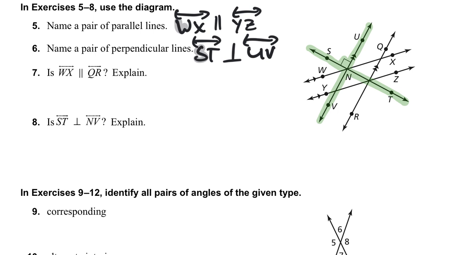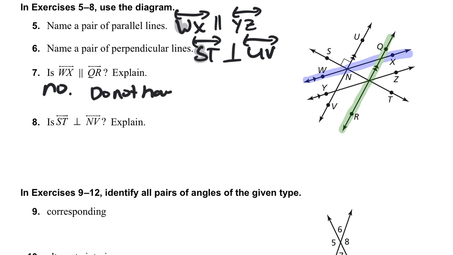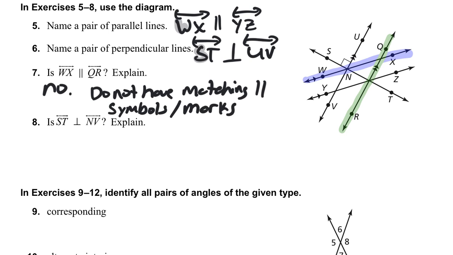Then it says, is WX, I'm going to do some erasing here. I like to trace these. It helps me understand what's going on. Is WX parallel to QR? So let's look here. WX, this bluish line, is it parallel to QR? And that answer would be no. And if it says explain why, you can say that they do not have matching parallel symbols or marks. Symbols, I guess they're technically maybe marks.